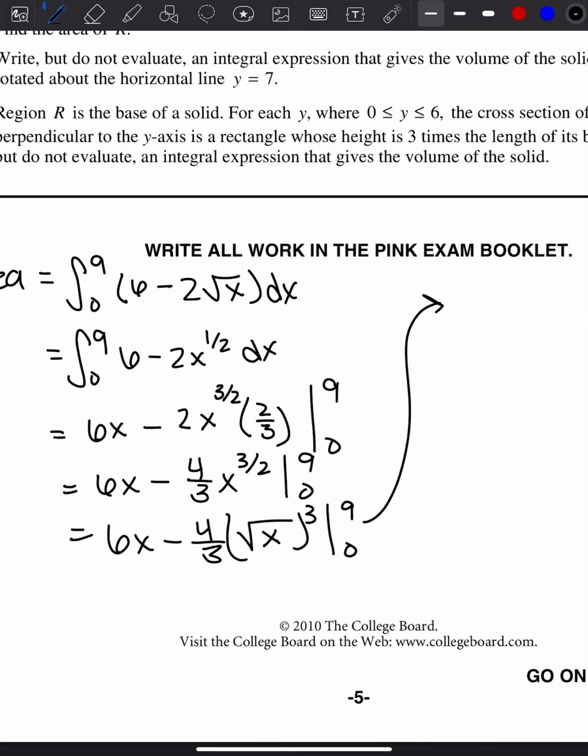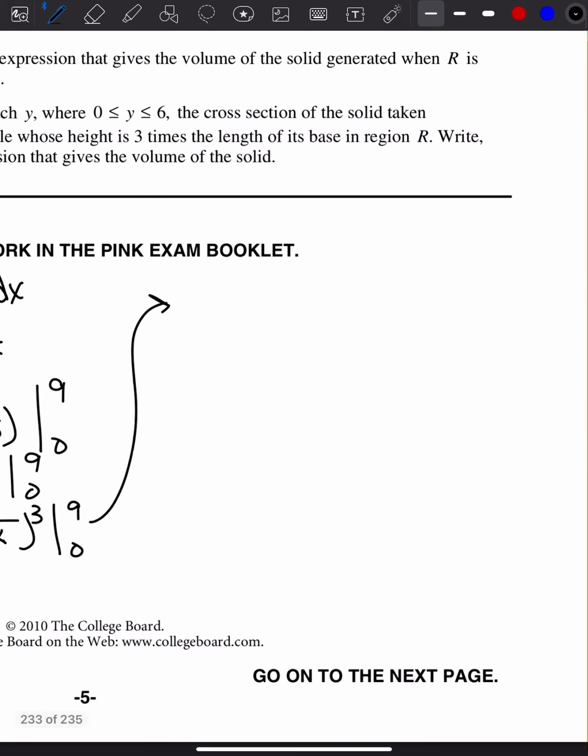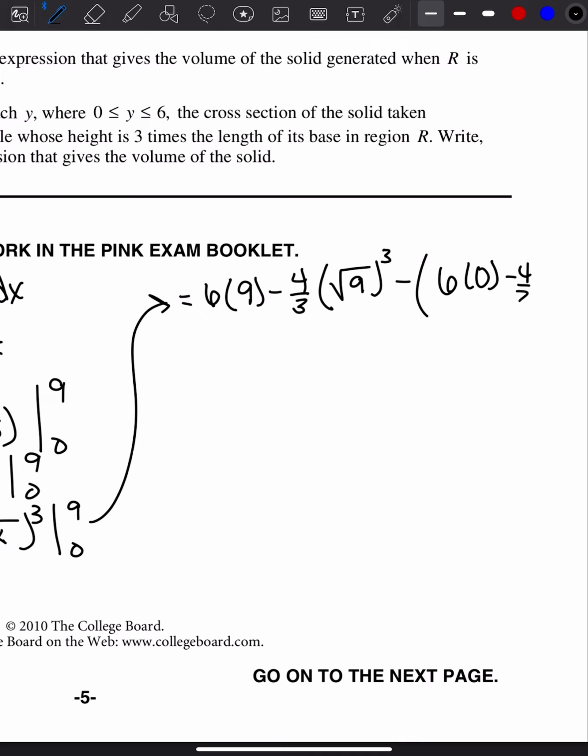Now we're going to use FTC number 1 and plug in 9 and plug in 0. So we have 6 times 9 minus 4/3 square root of 9 cubed, minus 6 times 0 minus 4/3, and for space, I'm going to do 0 to the 3/2 power. Thankfully, everything on this side is going to go to 0: 6 times 0, 4/3, 0 to the 3/2 power all goes away. So I'm left with everything on this side over here.